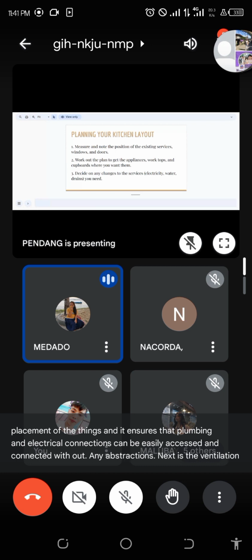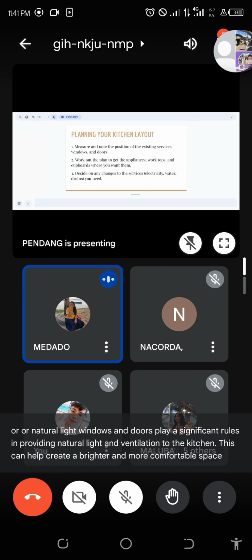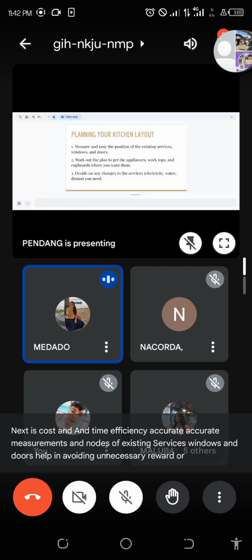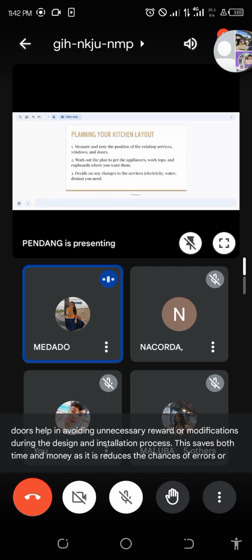Next is the ventilation and natural light. Windows and doors play a significant role in providing natural light and ventilation to the kitchen. This can help create a brighter and more comfortable space. Next is cost and time efficiency. Accurate measurements and notes of existing services, windows, and doors help in avoiding unnecessary rework or modifications during the design and installation process. This saves both time and money, as it reduces the chances of errors or conflicts with existing features.